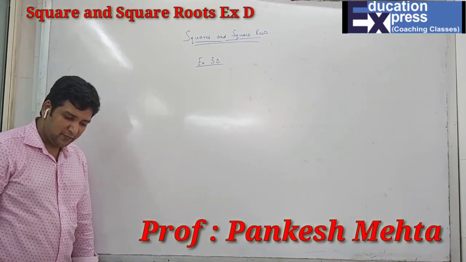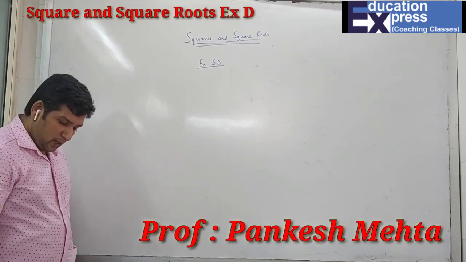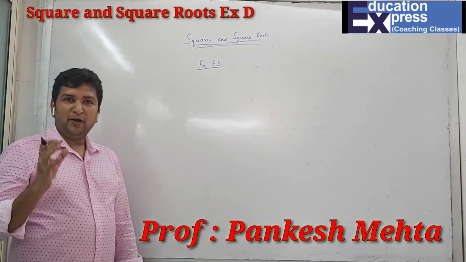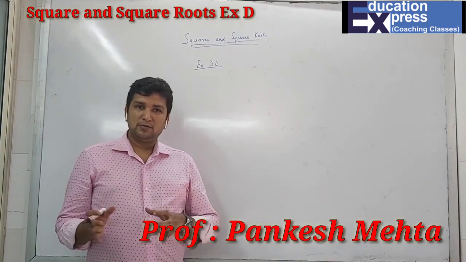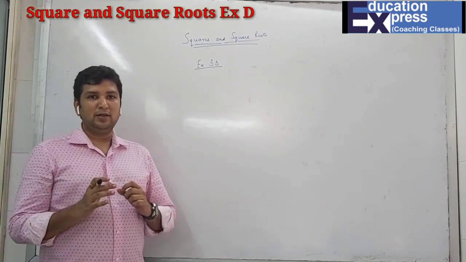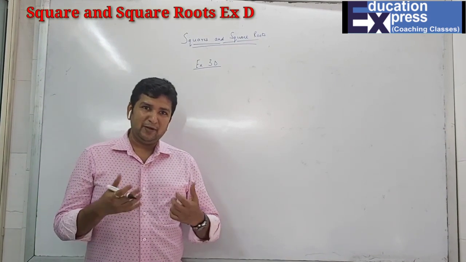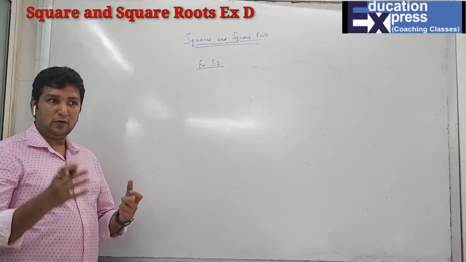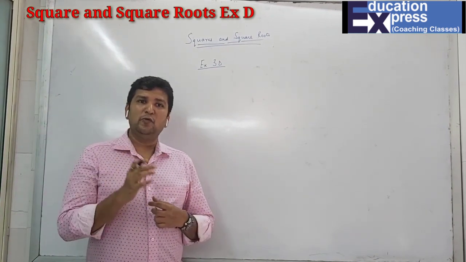Students, today we'll start with exercise 3D. Now here everything is same. What we have found, squares and square roots, prime factorization method, division method, everything is same except for one thing, that here the numbers given to us will be in decimals. Rest everything is same, so the method also is same. I'll just show you one particular way.